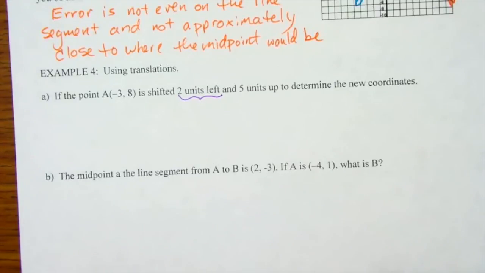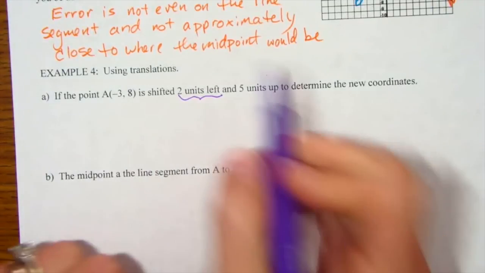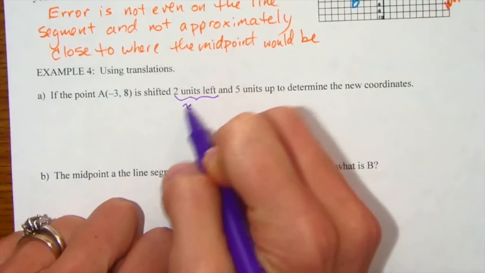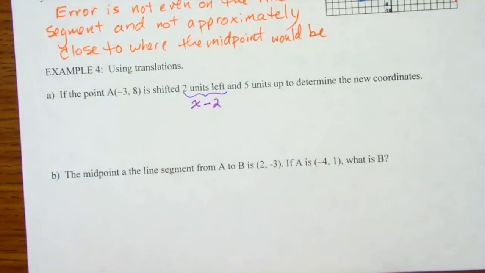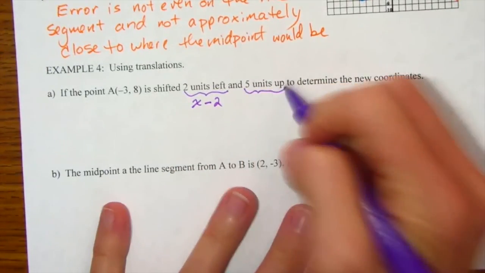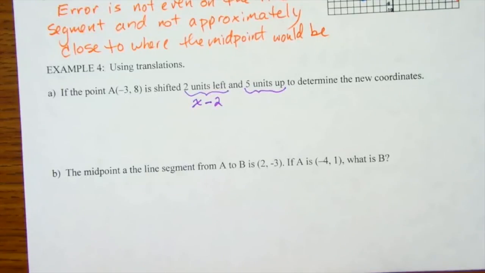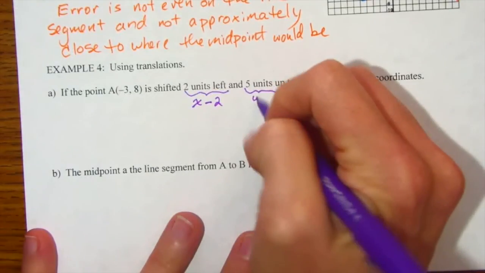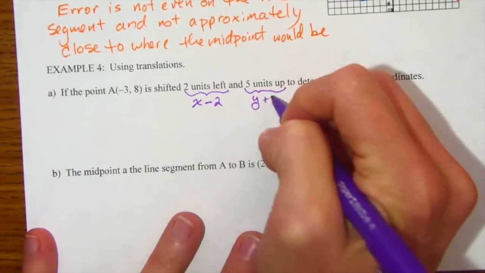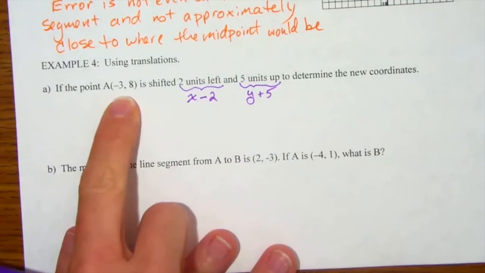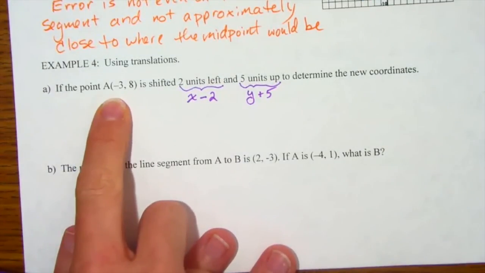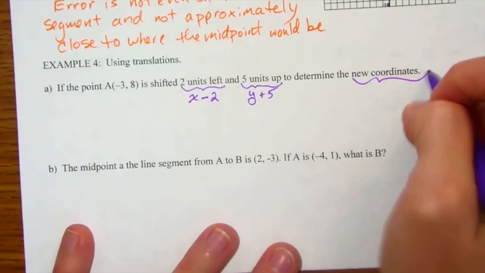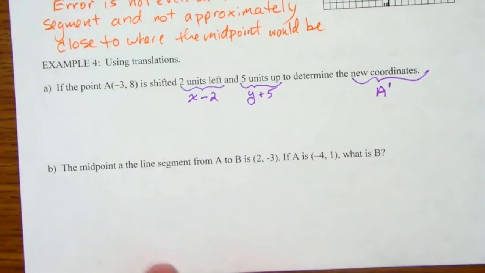And then how is it changing X? What are you doing to X? You're subtracting 2, perfect. And then if you're moving 5 units up, what's changing, X or Y? And what are you doing to Y? You were adding 5. So what they want you to do is we have this point A, and we're going to find new coordinates. We're going to call this A prime. All right, so this is my translated A, okay? And we want to find that.